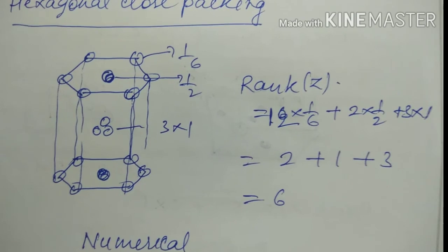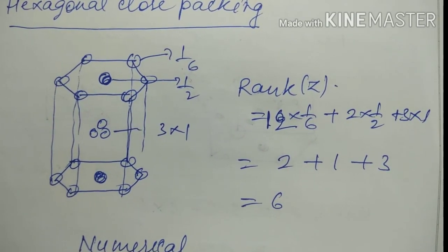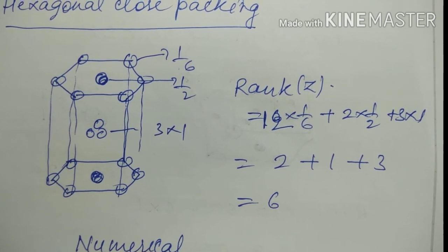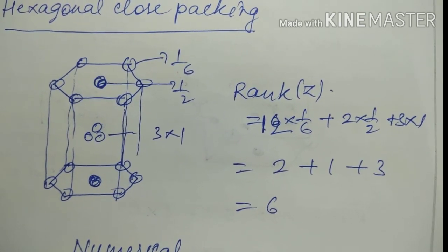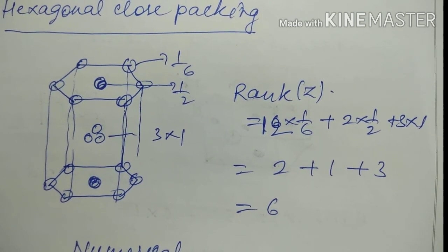Clear? So these are the unit shells and their rank and the relationship between distance, radii and edge length. Clear? So in the next video I am coming to questions related to this topic. Now thanks a lot.